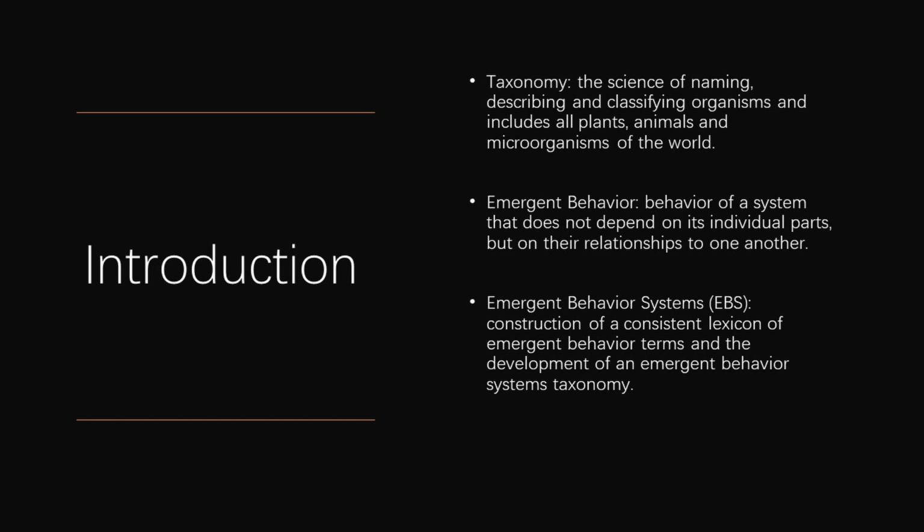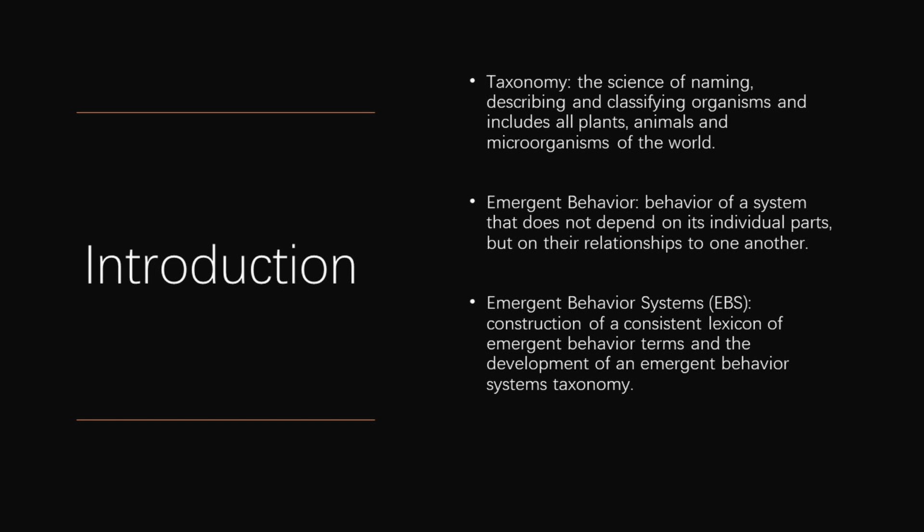When I first saw the title, I was wondering, what is taxonomy? Taxonomy is the science of naming, describing, and classifying organisms and includes all plants, animals, and microorganisms of the world. That is a biological definition. In complex systems, the objectives are emergent behaviors. So, what is emergent behavior?